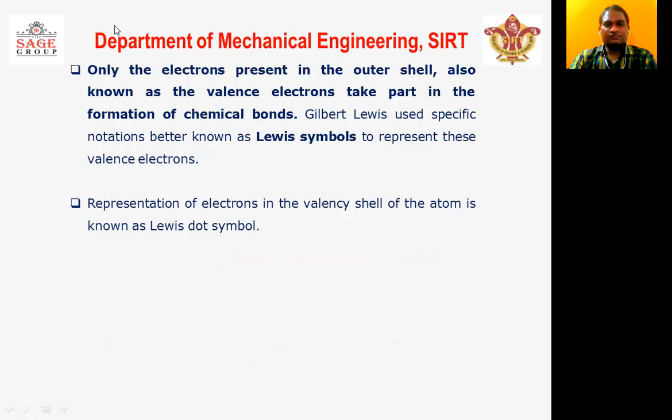So only the electrons present in the outer shell, also known as the valence electrons, take part in the formation of chemical bonds. Gilbert Lewis used specific notations, better known as Lewis symbols, to represent these valence electrons. Representation of electrons in the valence shell of the atom is known as the Lewis dot symbol.